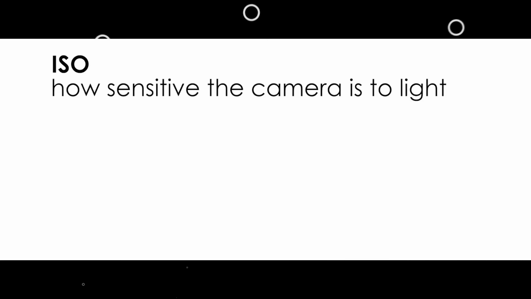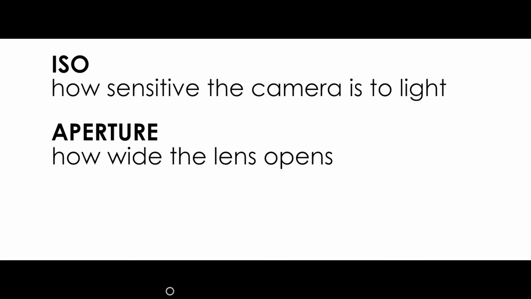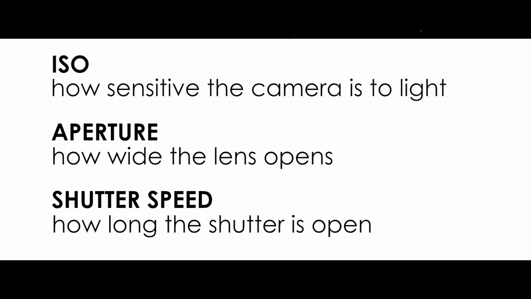All right, here's a final review because repetition makes it stick. ISO is how sensitive the camera is to light. High ISO, sensitive. Low ISO, not as sensitive. Aperture is how wide the lens opens to let in the light. High f-stop, small opening. Low f-stop, large opening. And shutter speed is how long the shutter is open, and it's measured in seconds.